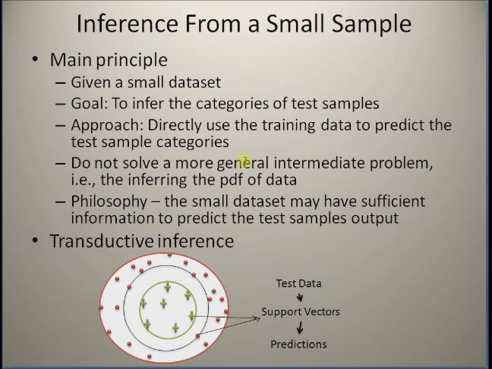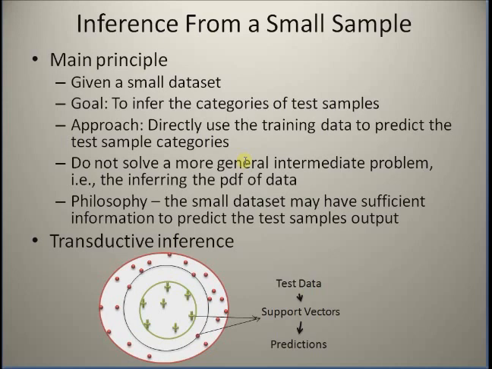Now let us look at the idea of inference from a small sample, that is, a very small data set. Let us look at the main principle for inference from small sample data. For example, in biological research or biotechnology research, it is very difficult to obtain training data. So here, small sample data sets are very common. So the goal is to infer the categories of test samples by learning from these small data sets. The preferred approach is to directly use the training data to make predictions about the categories of the test samples.